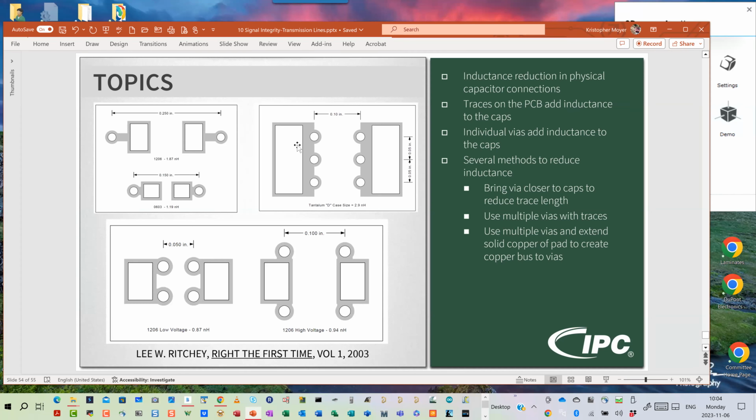Again, I cover it with the solder mask, so only the solder pads are exposed, and I don't have solder thieving here. And again, this is one of the techniques. The traces on the PCB add inductance to the cap, and individual vias add inductance to caps. There are several methods to reduce the inductance I just talked about. Bring the vias closer together, use multiple vias with traces like you see here and here. Use multiple vias with a solid bus bar of copper to create an even lower inductance path.